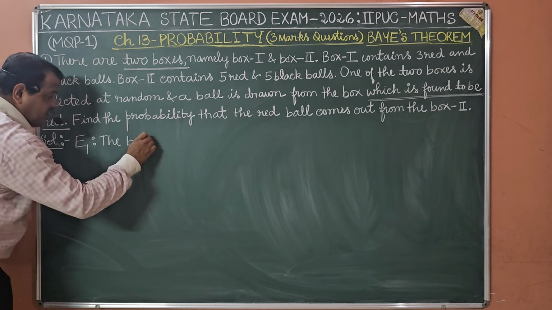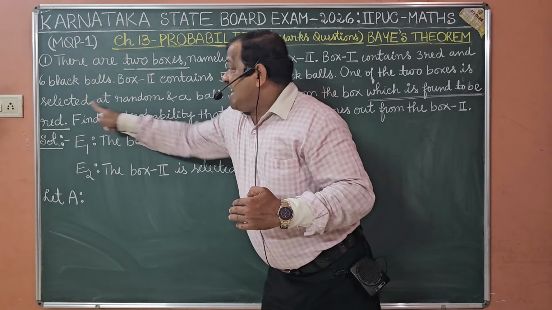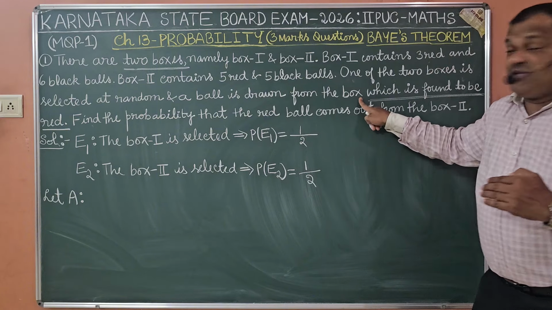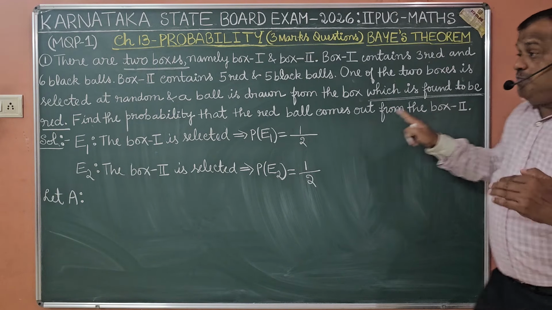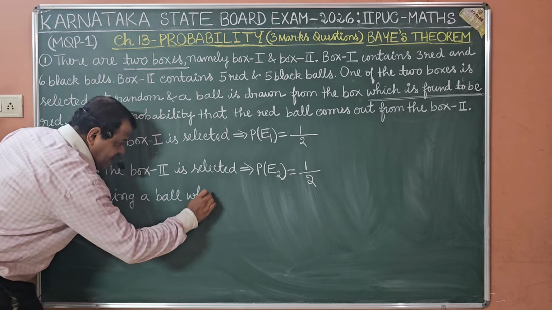What is this special event, which event do we call A? Again I will repeat. If anybody has not understood, please follow carefully. Not the last sentence, the last but one sentence. One of the 2 boxes is selected at random and a ball is drawn from the box, which is found to be red. So getting a red colored ball is the special event. So I will write it is getting a ball which is red.